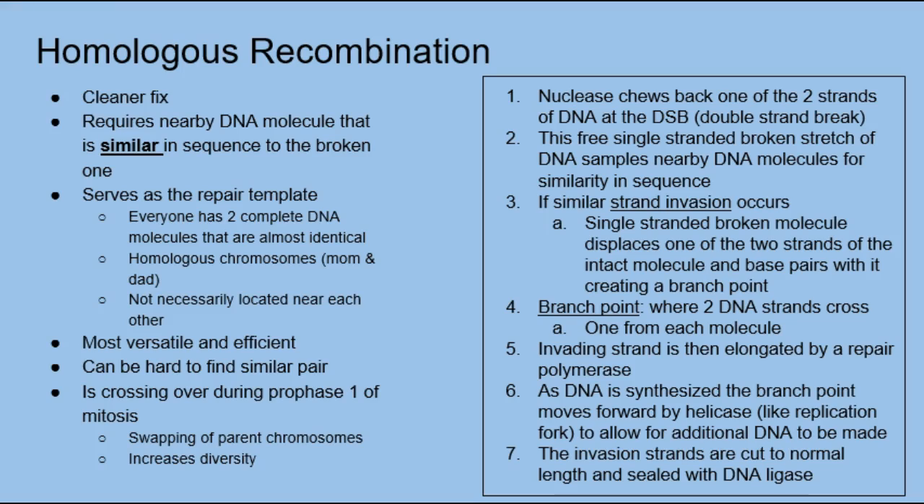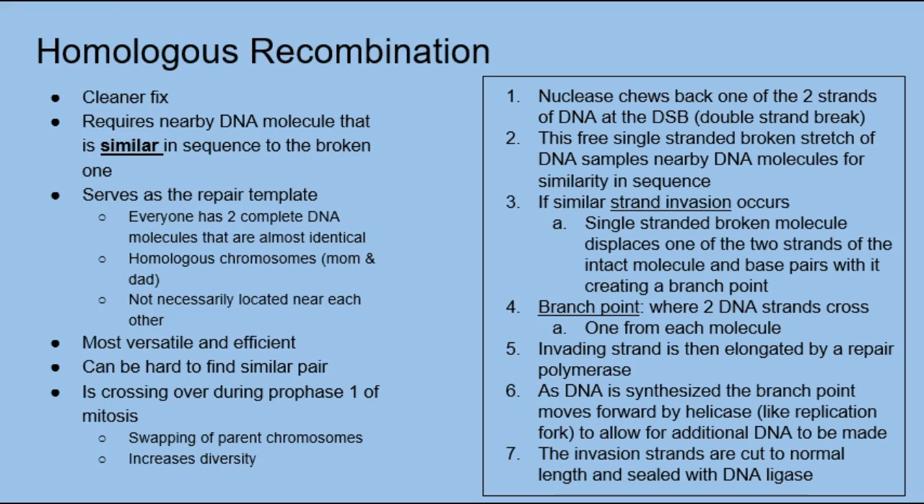Homologous recombination is preferred because it's a cleaner fix. It requires a nearby whole DNA molecule that is similar in sequence to the broken one. This serves as the repair template. Everyone has two complete DNA molecules that are almost identical, which are the homologous chromosomes that you get from your mom and dad. They're not necessarily located near each other, which is the part that makes this repair kind of tricky. Homologous recombination is the most versatile and efficient repair, but like I said earlier, it can be very hard to find a similar DNA molecule.